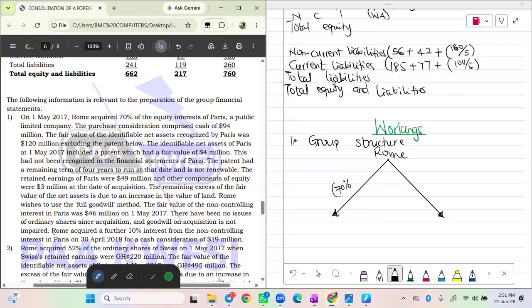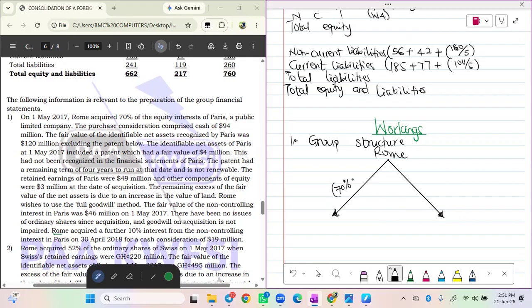So Rome acquired a further 10% interest from the non-controlling interest in Paris on 30th April 2018. But mind you, control was achieved on the first acquisition. So you start consolidating from the 1st May, not 30th April, the second acquisition. This one is control to control. Remember, we've done control to control. So after determining the goodwill on the first date, you only determine the increase or the reduction in NCI.